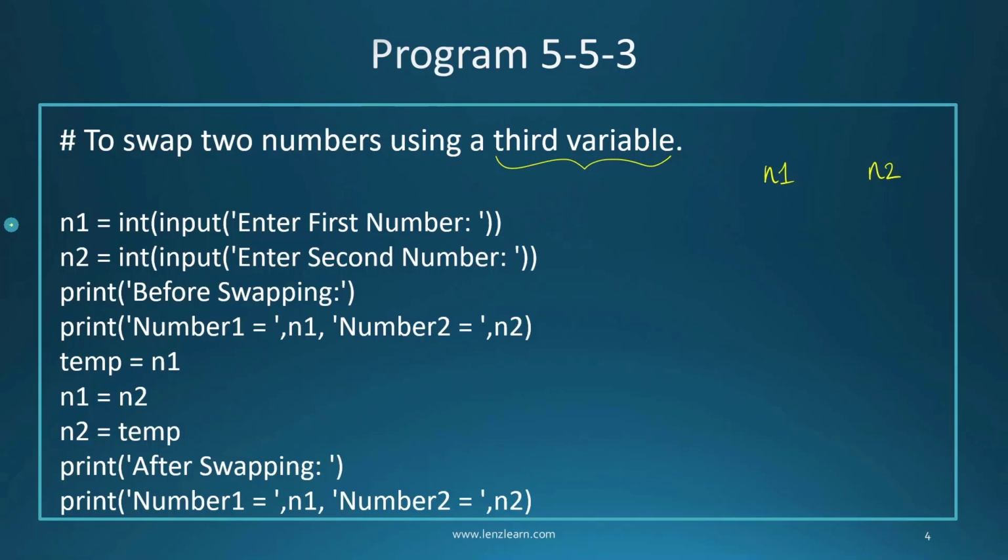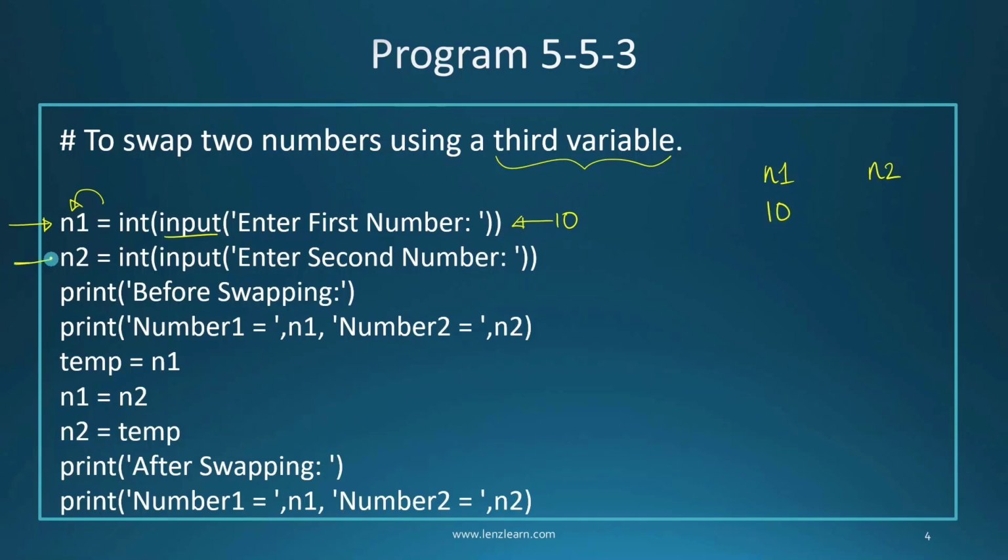Now the interpreter will come to the next line, and there you can see we have the input function, right? So in the output it will be printed enter first number, and then the input function will wait until the user gives an input. So assume that the user entered 10. So value 10 is copied into variable n1. So now n1 has value 10.